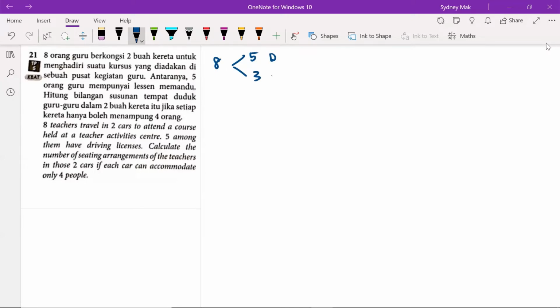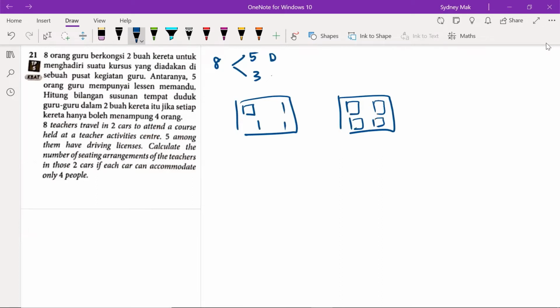Calculate the number of seating arrangement of the teachers in those 2 cars if each car can accommodate only 4 people. So we have 2 cars. Okay, so this is the driver's seat, and then 1, 2, 3. The driver's seat, and then the rest of the seat. Okay, the driver is here. So we need to calculate the number of seating arrangement.